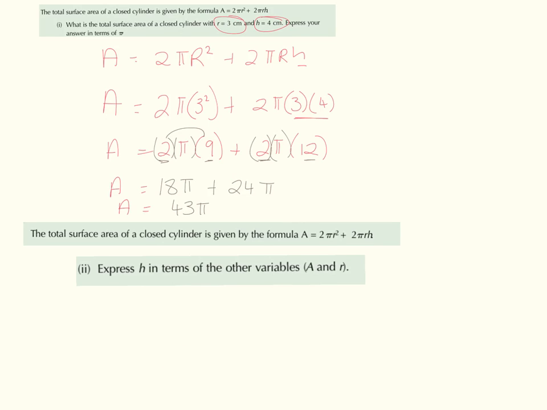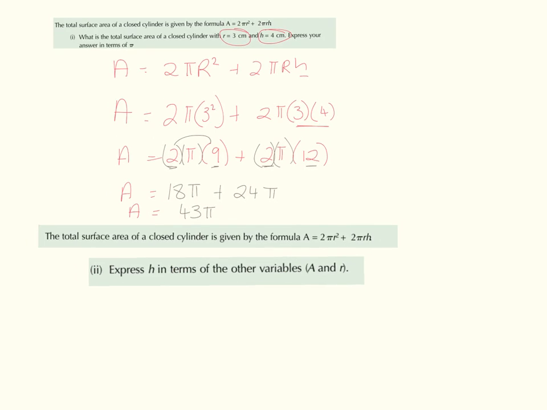All right, the second part of that question was, again, we're told the information: the total surface area of a closed cylinder is given by this formula, area equals 2 pi r squared plus 2 pi r h. Express h in terms of the other variables, which basically means we want h on one side, everything else on the other. We want h equals. So this is a question involving manipulating the formula.